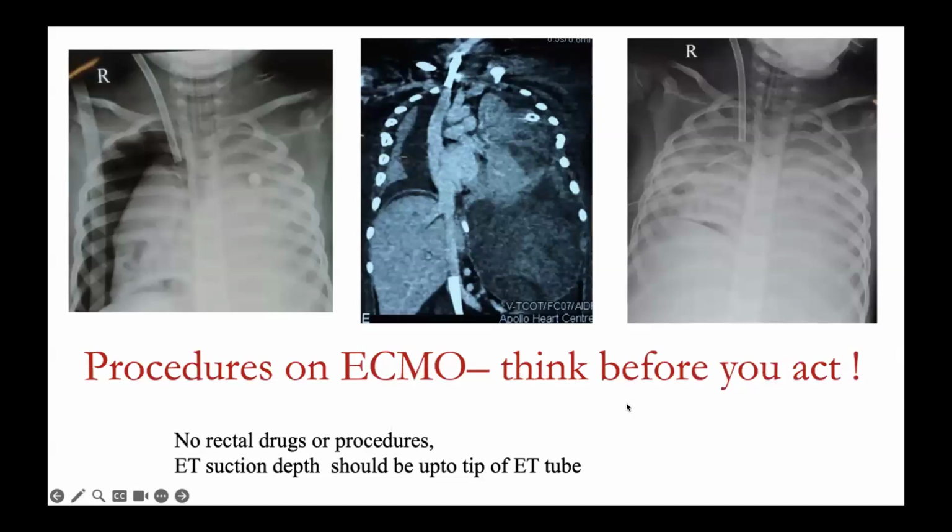Procedures on ECMO, think before you act, because that can cause a lot of bleed. So this was a tension pneumothorax, and then we converted it into a hemothorax. So remember, unless there is tension, do not introduce any catheter, ICDs, no rectal drug procedures. ET, please tell your nurses, the ET suction depth should be only up to the tip of the ET tube, otherwise you will cause pulmonary hemorrhage.